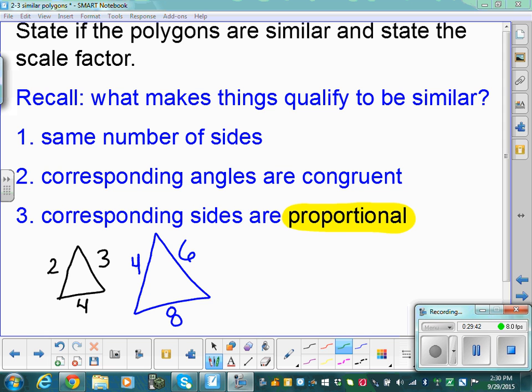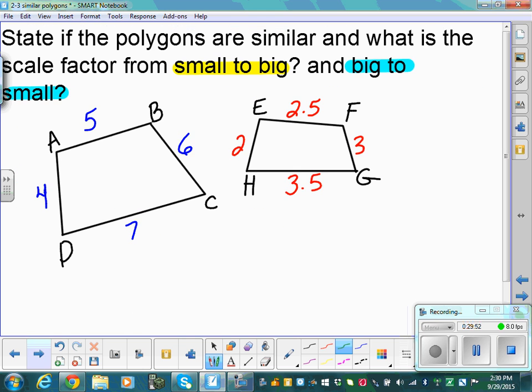So now we're going to be asked if two polygons are similar. So guys, we'll check to make sure all the angles are the same, and then we'll check to see if the ratio of corresponding sides is the same. So here's our first problem. Everybody look with me. The polygons are similar, and what is the scale factor from small to big? And from big to small. So what that means is what did you multiply by to get from the small object to the big, or what did you multiply by to get from the big object to the small?